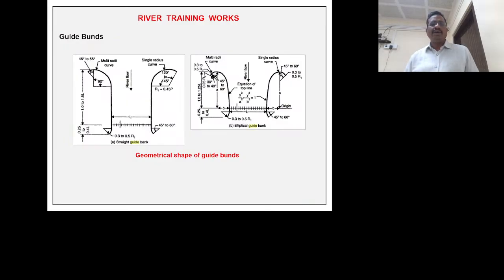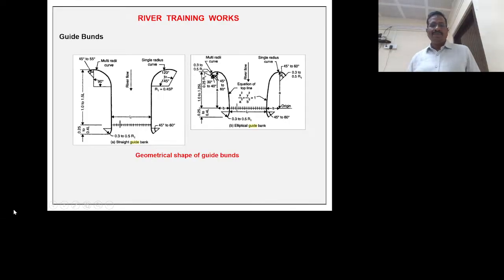Here you see the river training works in guide bunds. Here you see the guide bunds on the upstream. This is the shank portion, and this is the downstream shank. This is the curved portion on the downstream and this is the upstream portion. This will be decided by the modeler in the model studies only.